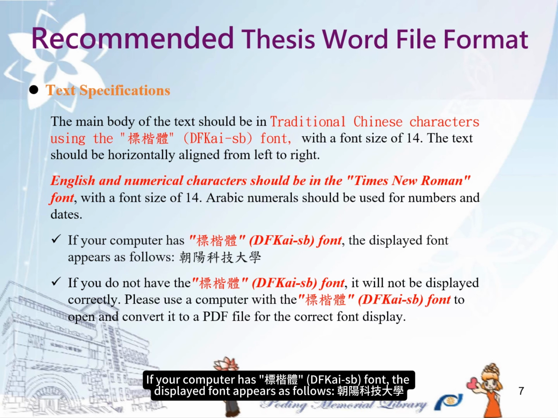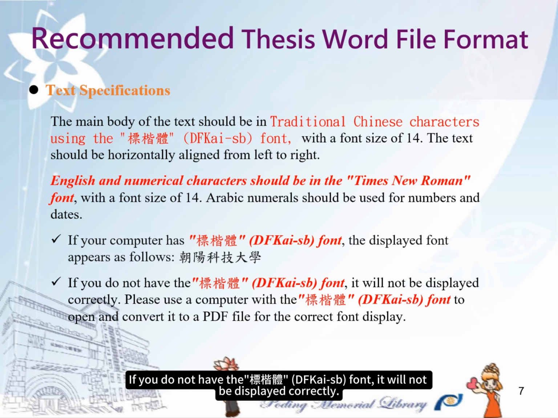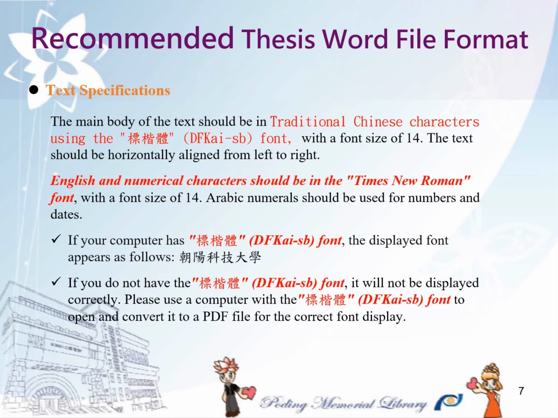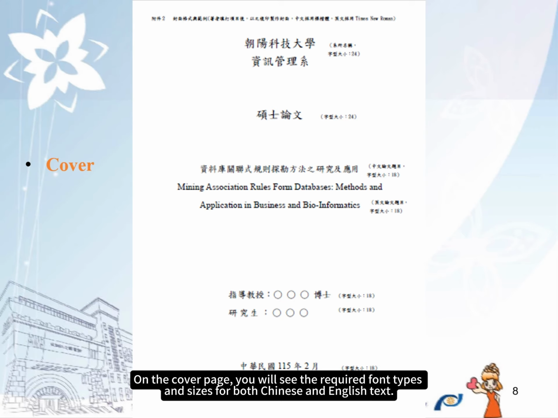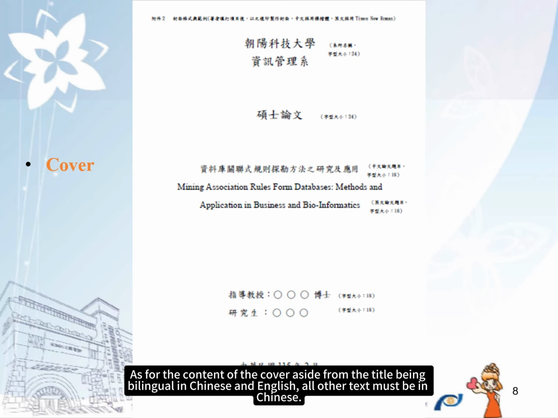If your computer has the DFKSB font, the displayed font appears as follows. If you do not have the DFKSB font, it will not be displayed correctly. Please use a computer with the DFKSB font to open and convert it to a PDF file for the correct font display. On the cover page, you will see the required font types and sizes for both Chinese and English text. As for the content of the cover, aside from the title being bilingual in Chinese and English, all other text must be in Chinese.